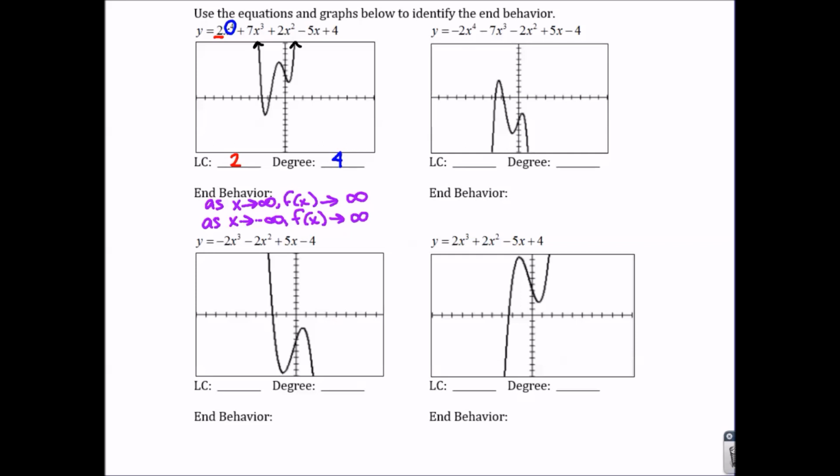Let's take a look at the next one. Our leading coefficient is -2. The degree is still 4. And if we look at our end behavior, as x approaches positive infinity, so on the right side of the graph, it's going down, so this will approach negative infinity. And as x approaches negative infinity, f of x approaches, so on the left side of the graph is also going down, so this is also approaching negative infinity. So these two have the same degree, but the sign of the leading coefficient is different. Take a minute to think about how that affected the end behavior of the polynomial.